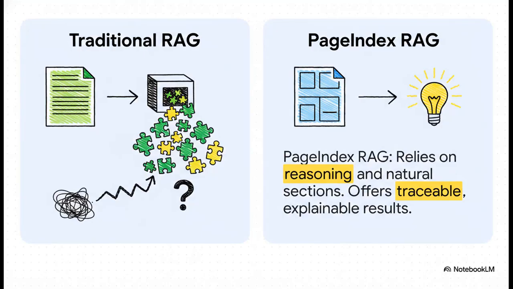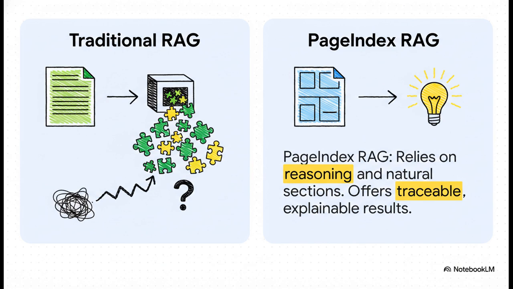Okay, this slide really lays out the two different worlds perfectly. Over on the left, that's our familiar vector RAG. We have to artificially chunk up our documents, embed them, and then just cross our fingers that semantic similarity gets us close. It's often this opaque black box process.